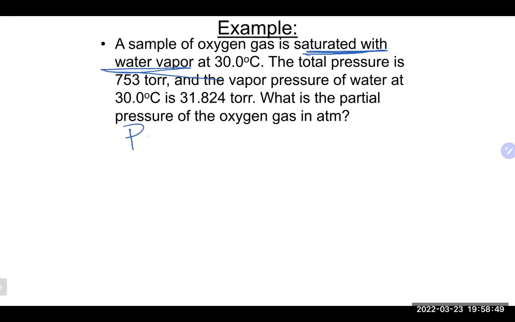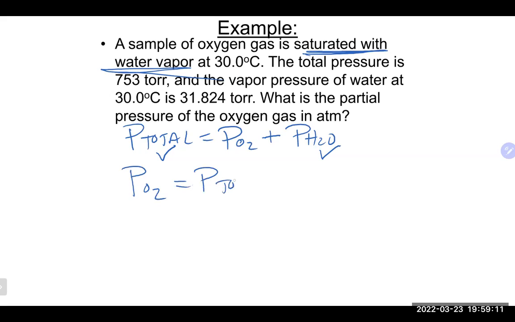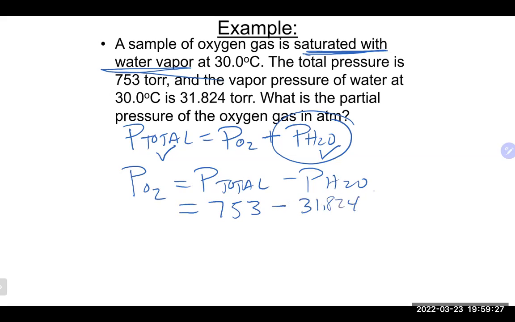In this case, the total pressure, like we were talking about, would be the pressure of oxygen, which we're interested in, plus the vapor pressure of water. In the problem, they gave us the total pressure and what we would normally find on a table. They also gave it to us in this problem as well. So we can rearrange this and solve for the partial pressure of oxygen, which would be the total pressure minus the vapor pressure of water. That would give us, since they're nice enough to give us the values here, 753 minus 31.824 torr.